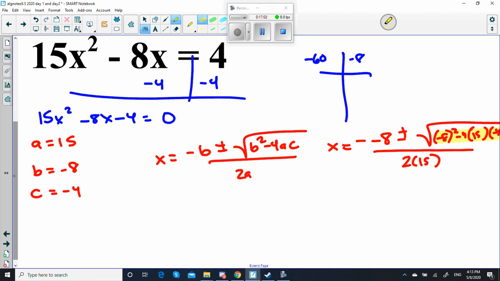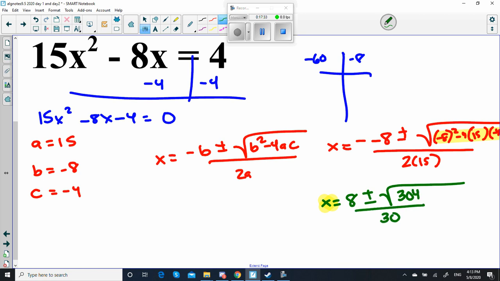All right, so negative 8 squared minus 4 times 15 times negative 4. That's 304. And these two negatives make a positive. So 8 plus or minus the square root of 304 over 30. Okay, now 304 is not a perfect square, so I know that I'm going to have a decimal answer.